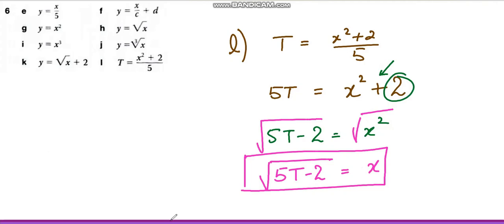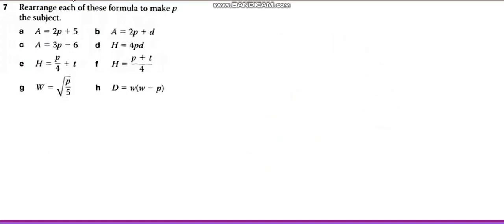Now let's proceed to the next question. In question number 7, it says rearrange the formulas to make P the subject. Very simple. I will do the A part here. In the A part, it says A equals 2P plus 5. So first I can bring the plus 5 to the left side, so I will get A minus 5 equals 2P.